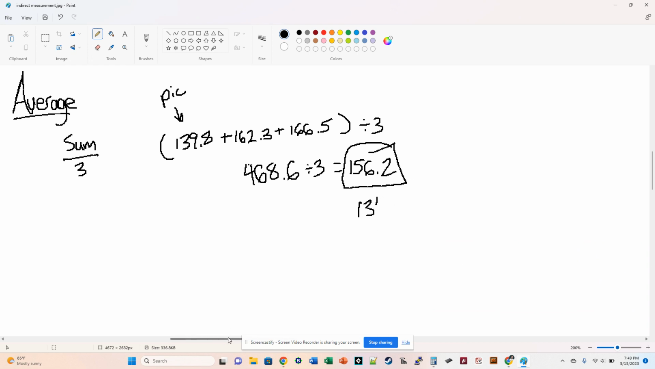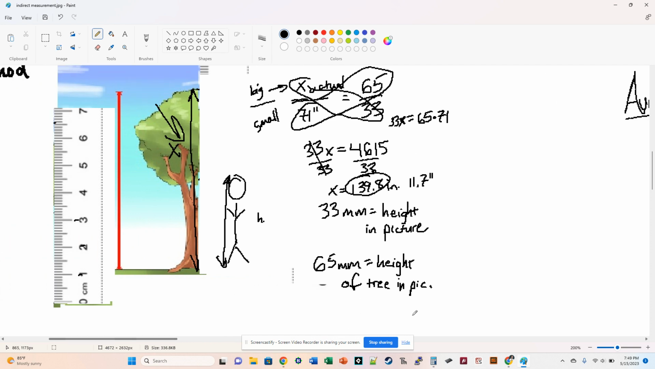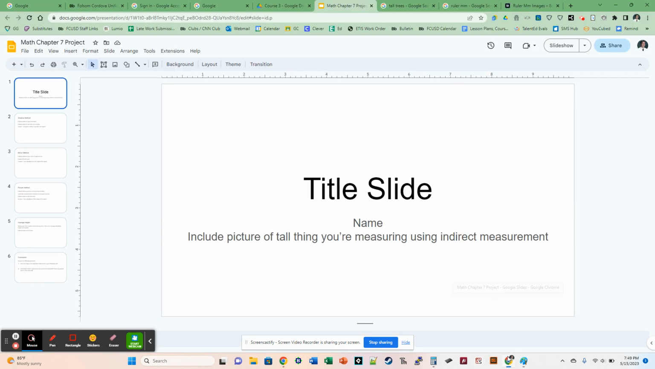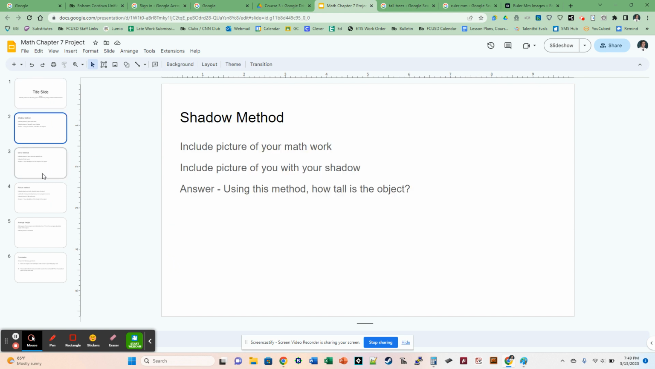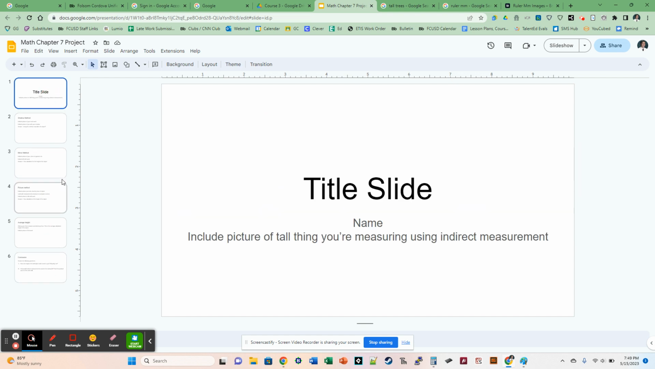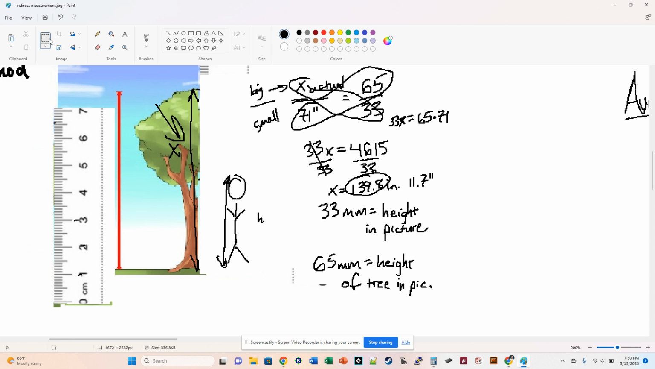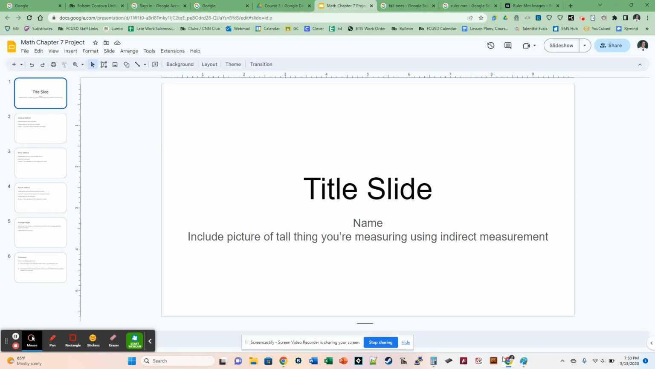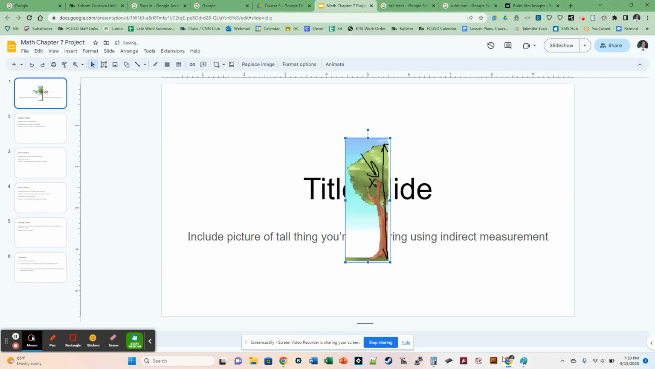Great. Now that I've done all that work, I'm ready to compile my presentation. You should go over to Google Classroom. I've created the blank slide platform you see here, and it's in your name. Make sure you add your partner's name as needed. Notice I've got include a picture of the tall thing you're measuring using indirect measurement. So somewhere on that slide project, you might want to take a picture. Here it is. And copy it. You can share it from your phone or use a Chromebook to take it. Next, go ahead and paste that on your Google slide. There it is.